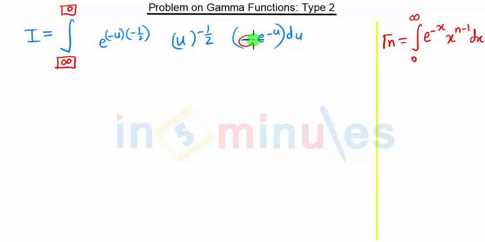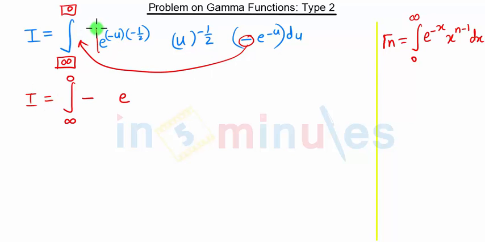Now if I take this negative sign here, our equation will become, in this e, consider this e, this minus and minus will become plus, and this u multiplied by half will become u by 2. And this u raised to minus half remains as it is, and this e raised to minus u into du.